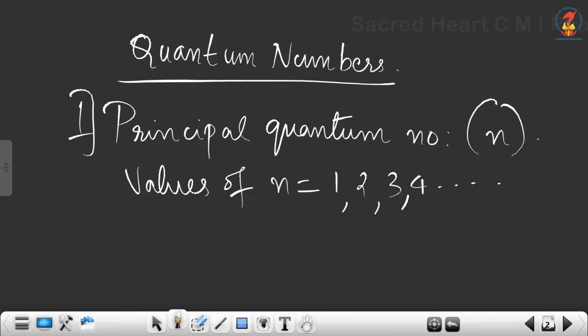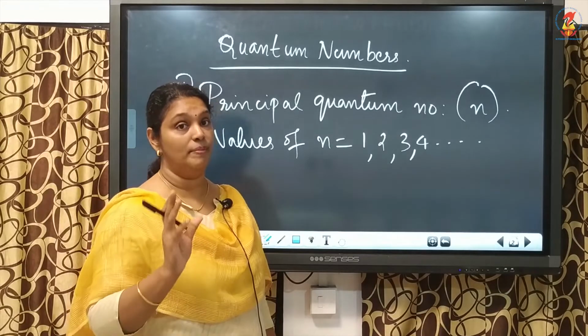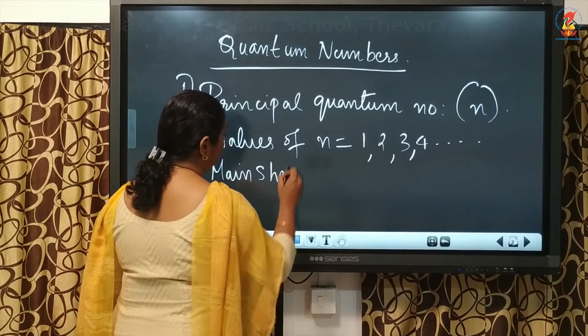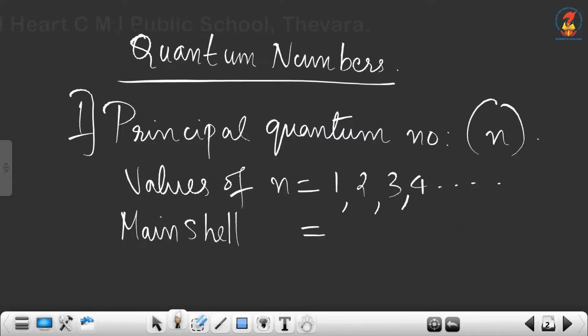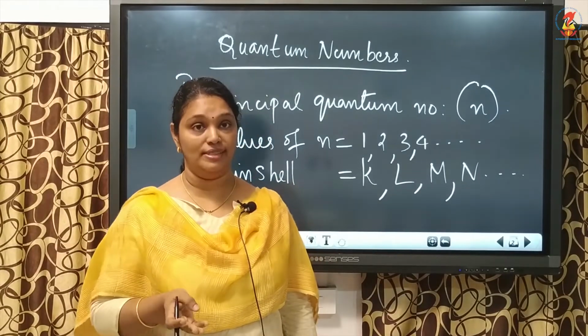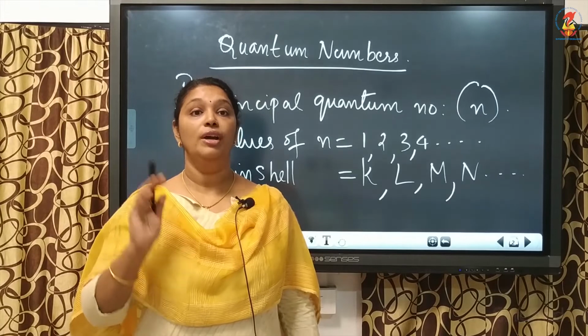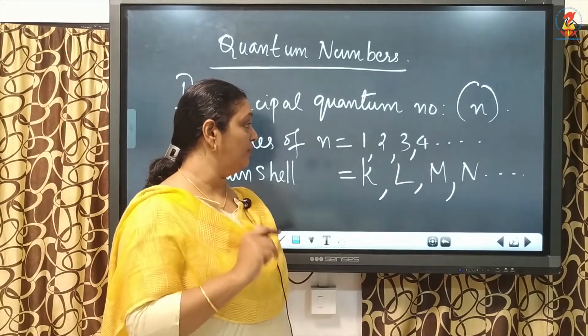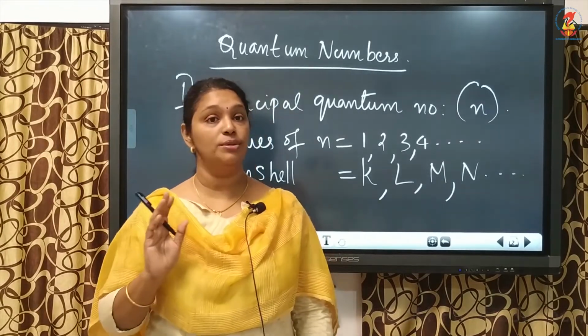And I told you, by looking at the n value, you can also predict the name of the main shell present in the atom. So, next I am going to write the name of the main shell. If n is equal to 1, the main shell is K, n is equal to 2, main shell is L, n is equal to 3, M and n equal to 4, N, etc. So, you have to study only the first 4 main shells, K, L, M, N.